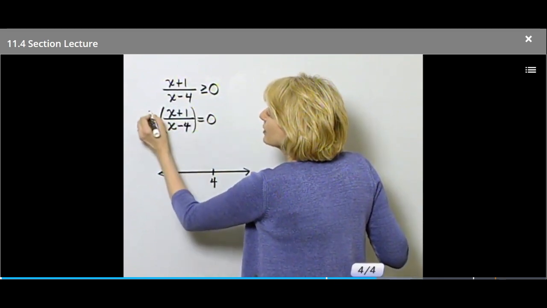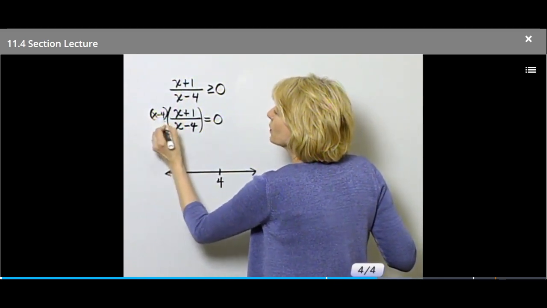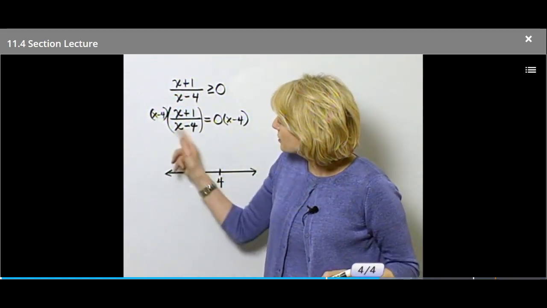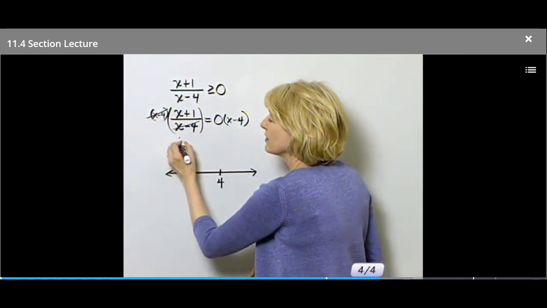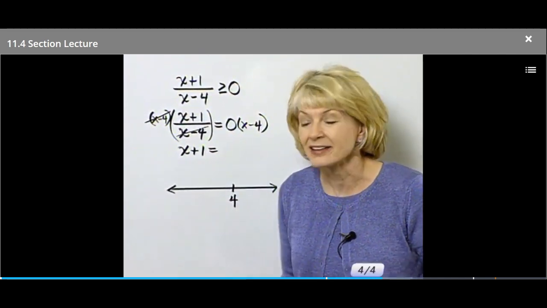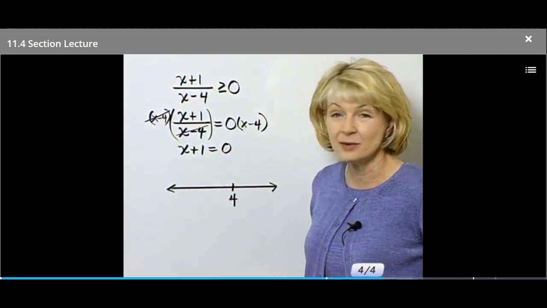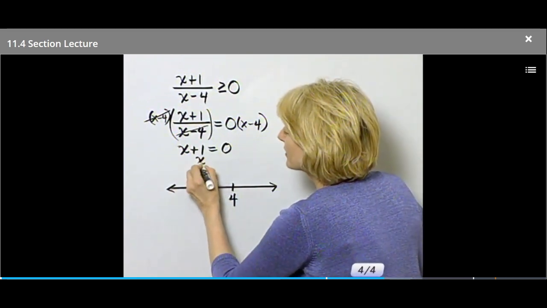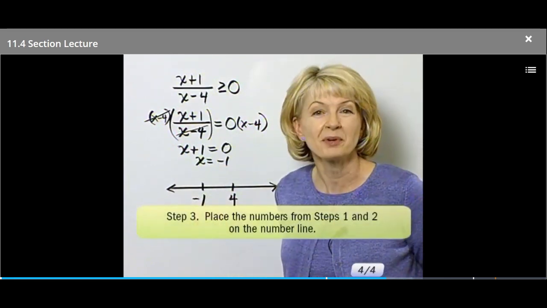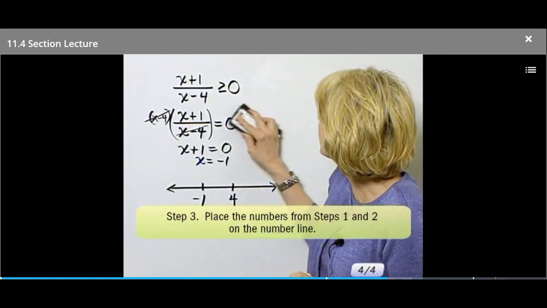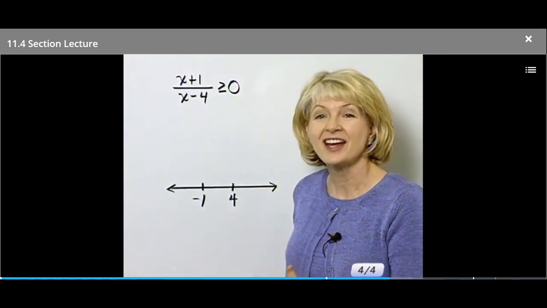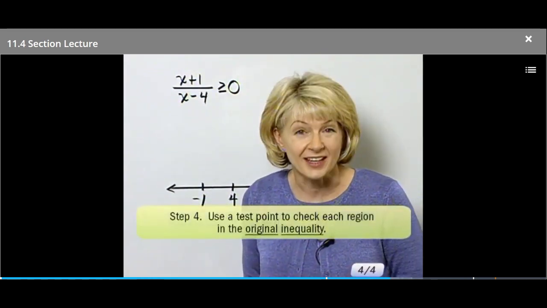So the left side by x minus 4, and the right side by x minus 4. Notice on the left side, the x minus 4's divide out, and I have x plus 1. The right side, 0 times x minus 4, is simply 0. And then solving, we'll have x is negative 1, another number on the number line. And now, just as for polynomial inequalities, we check these regions in the original inequality.